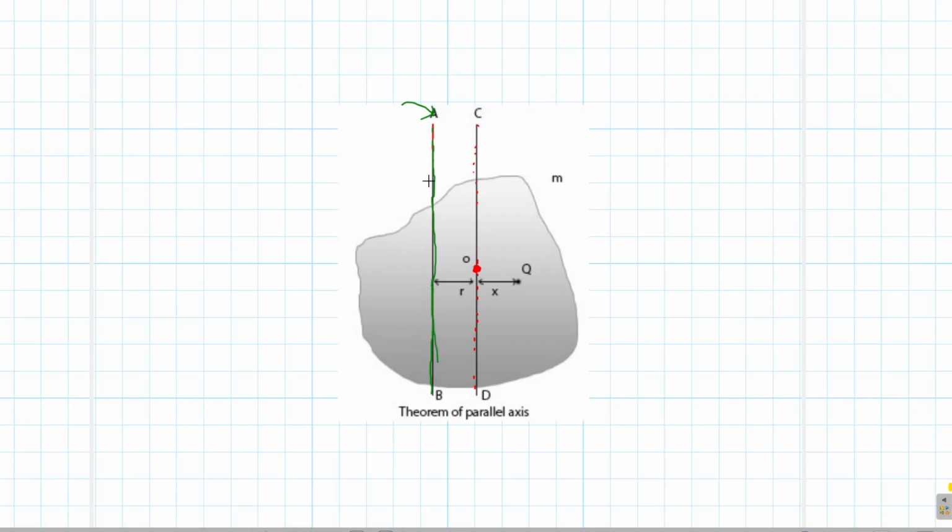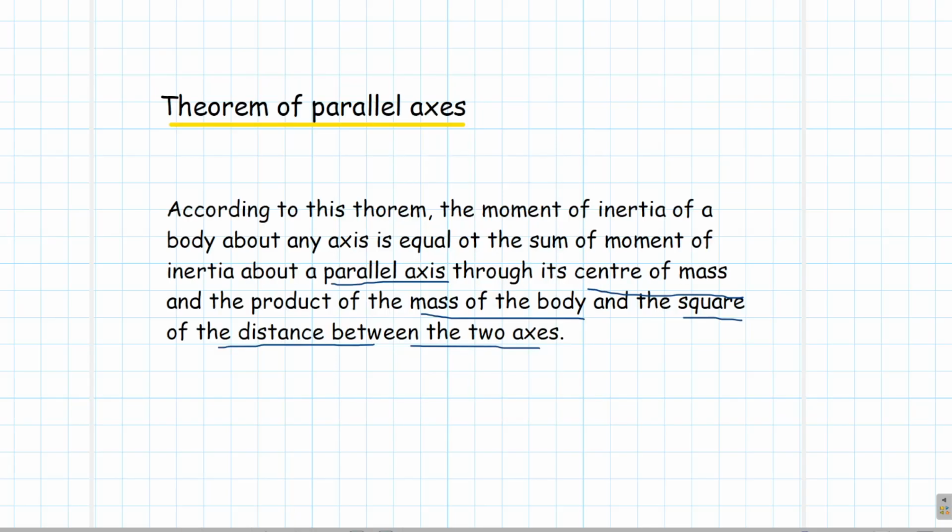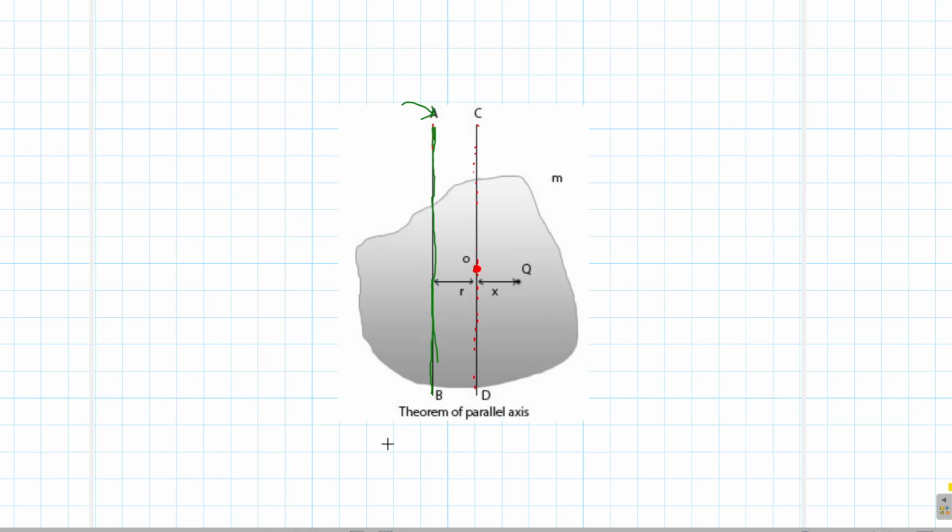To find the moment of inertia about this axis AB, you can use this theorem of parallel axis. For that, you will have to find a parallel axis to AB that passes through the center of mass. In this figure, the red dotted line represents the parallel axis passing through the center of mass, which is this dot here. So these two are parallel axes. AB is the arbitrary axis about which the moment of inertia of the body has to be found out. CD is the parallel axis passing through the center of mass.